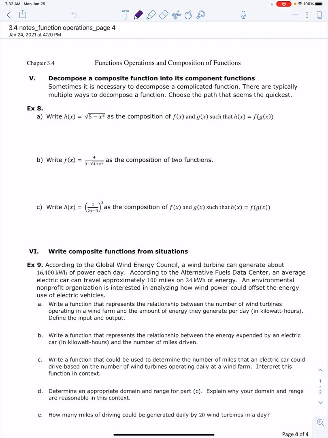Section 3.4 Notes, Function Operations, page 4. This is the final page of the notes. If you have a version that has a page 5 and 6, you can disregard those. You'll see those at other times.